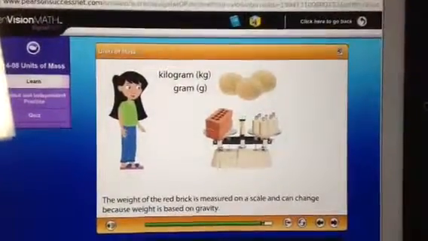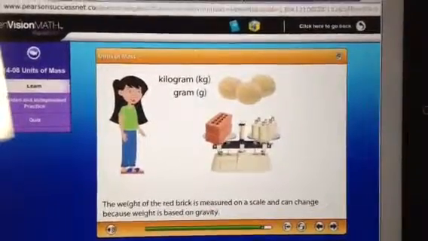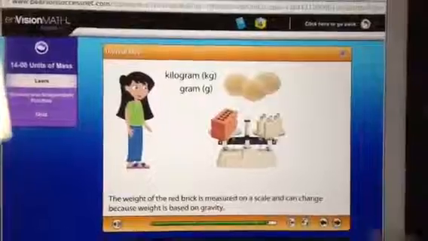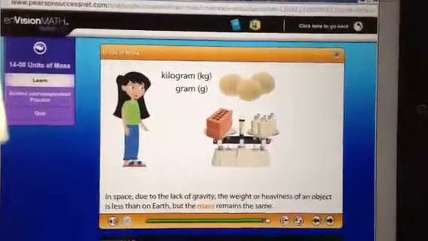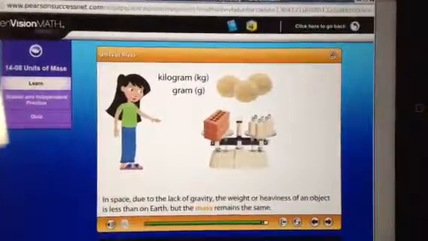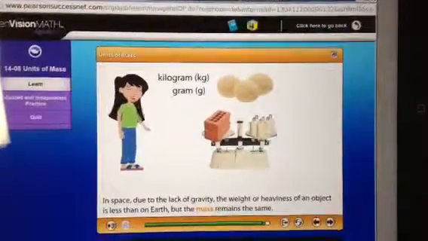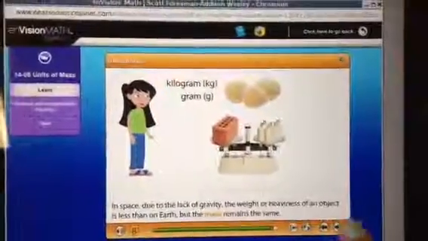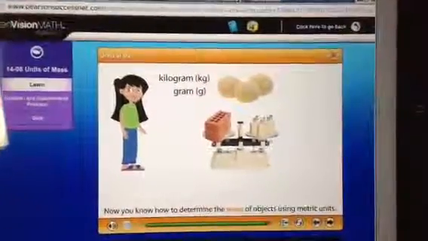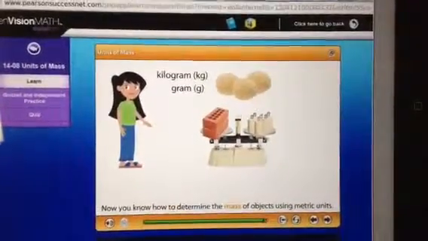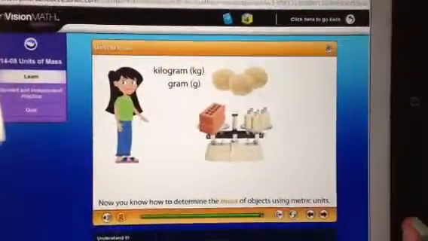The weight of the red brick is measured on a scale and can change because weight is based on gravity. In space, due to the lack of gravity, the weight or heaviness of an object is less than on Earth, but the mass remains the same. Now you know how to determine the mass of objects using metric units.